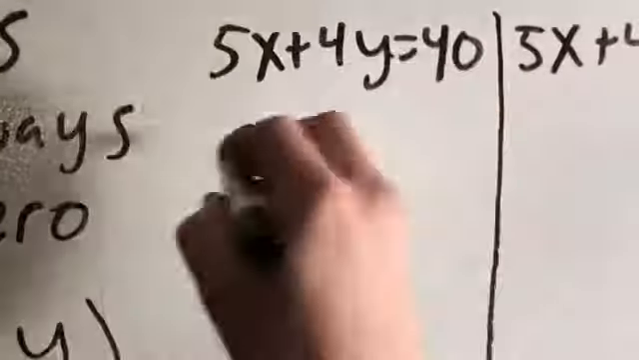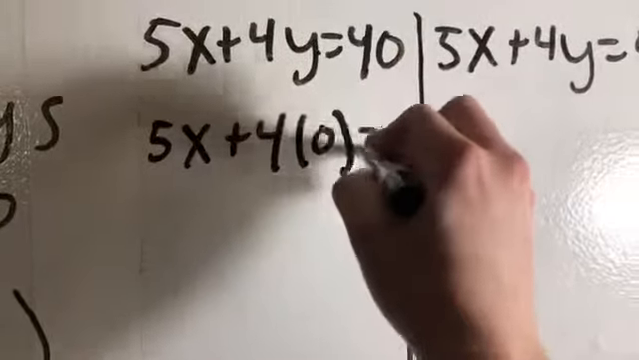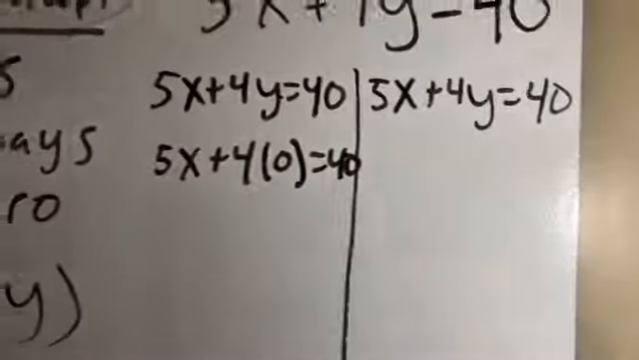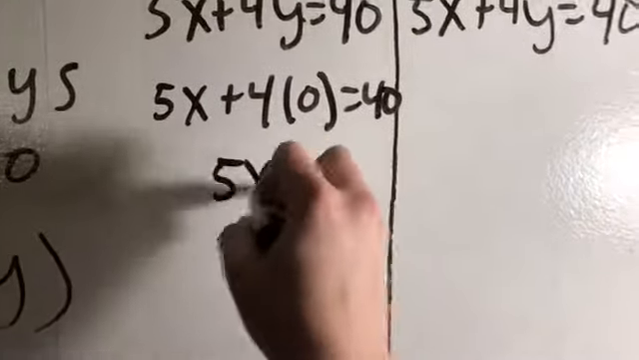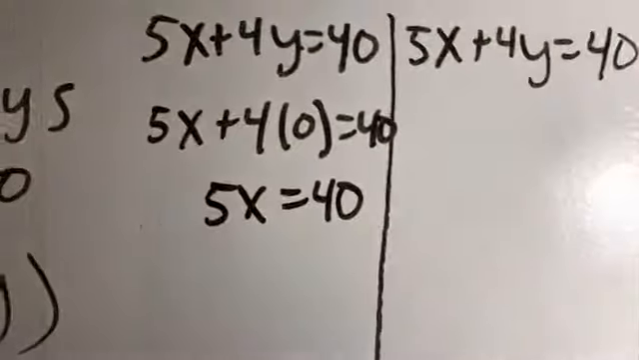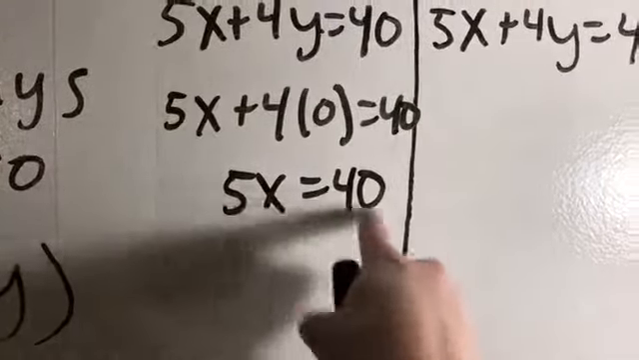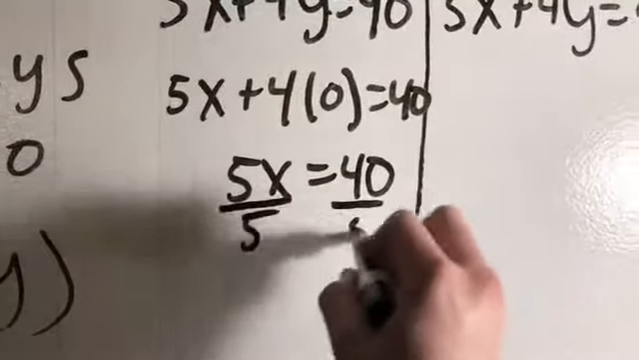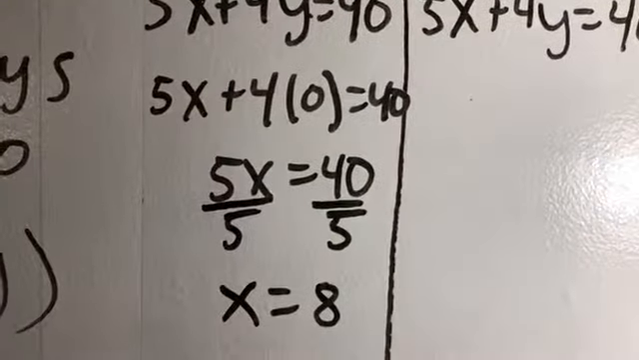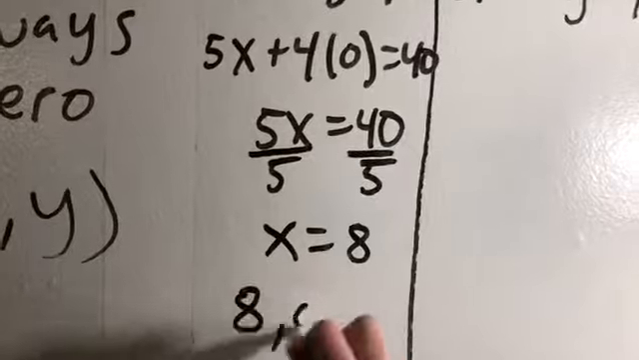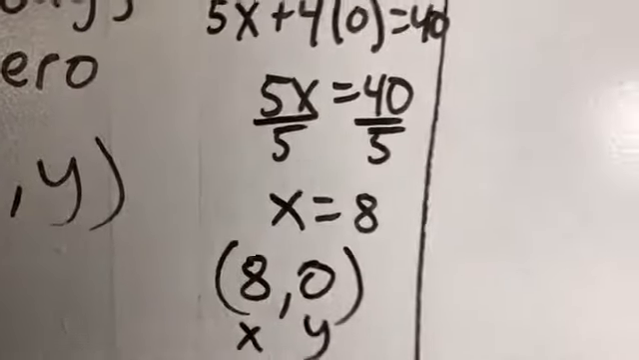So I'm going to plug that 0 in for y up here. And now we'll solve. 4 times 0 is 0. 5x is 5 times some number x to get 40. The opposite of multiplication is division. So x is equal to 8. So your x-intercept is 8, 0. It's always x, y.